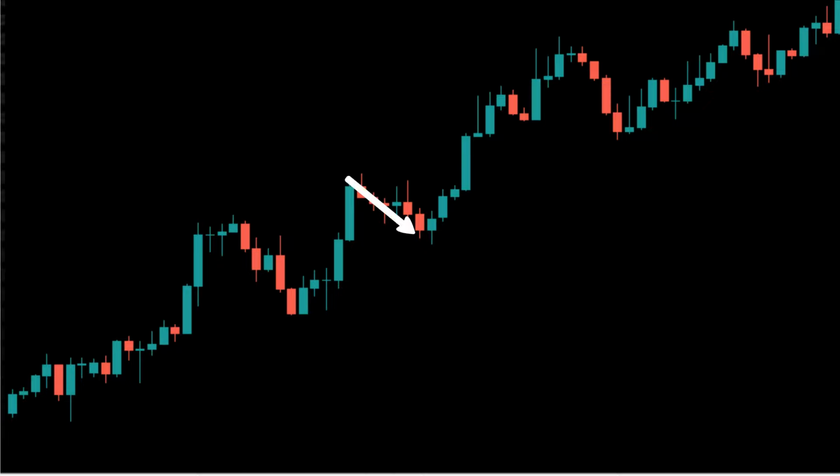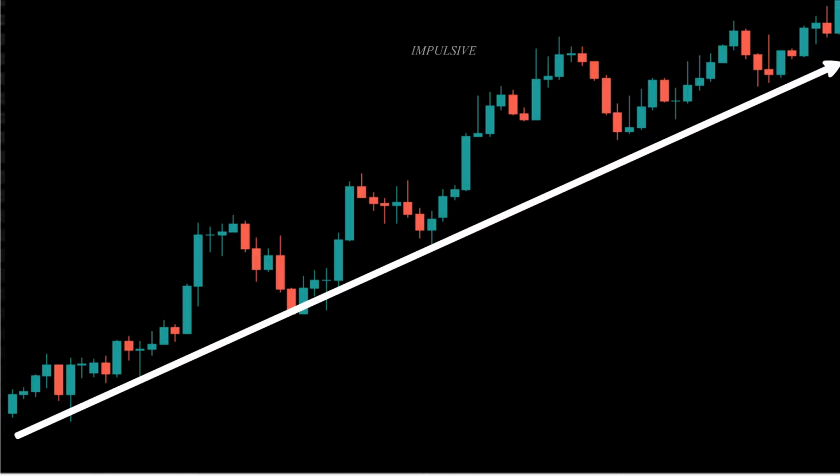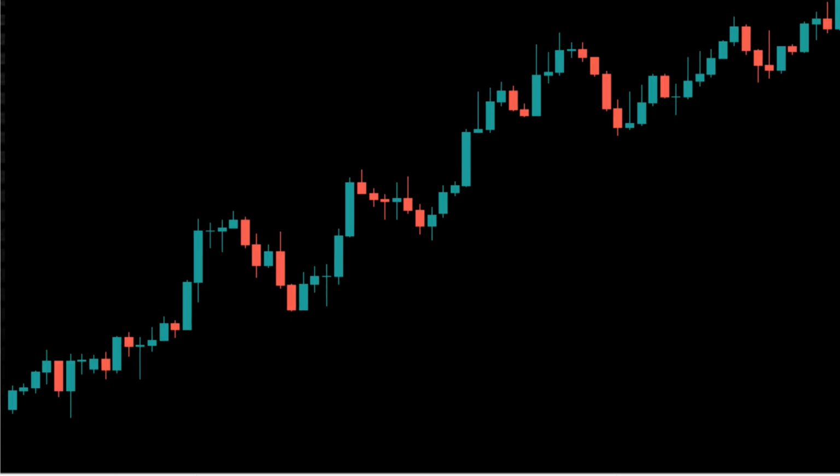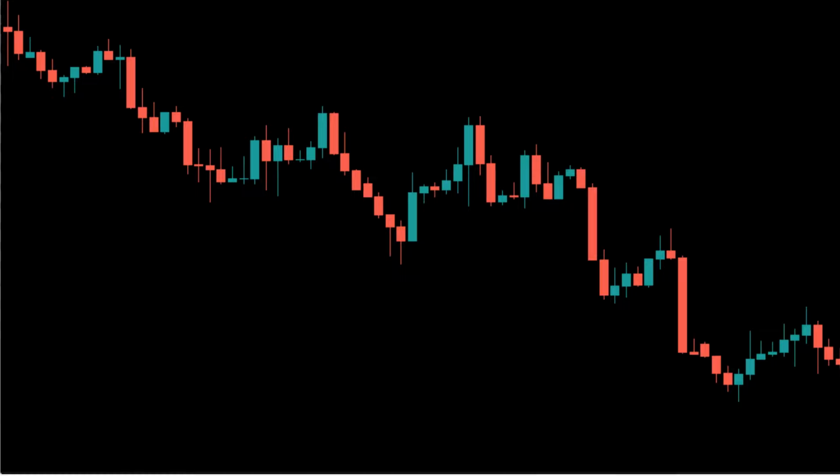The one that follows is a pullback, which created another massive impulsive movement to the upside. Then you have another pullback before another impulsive move. Then finally a pullback that has created another impulsive move to the upside. So this is how the price keeps moving in impulsive movements and corrective movements. Then the reverse is the case in a downtrend.